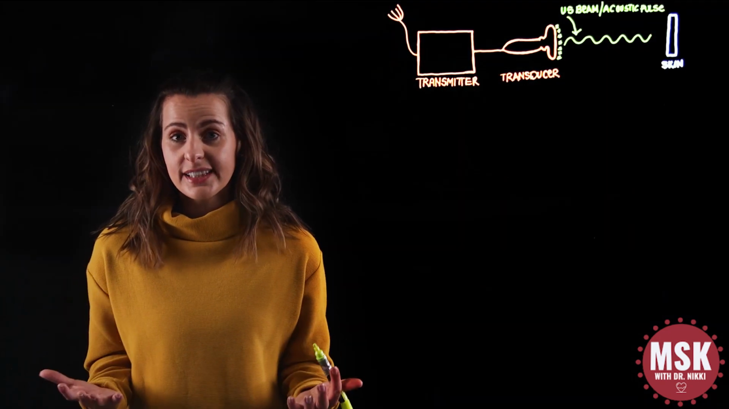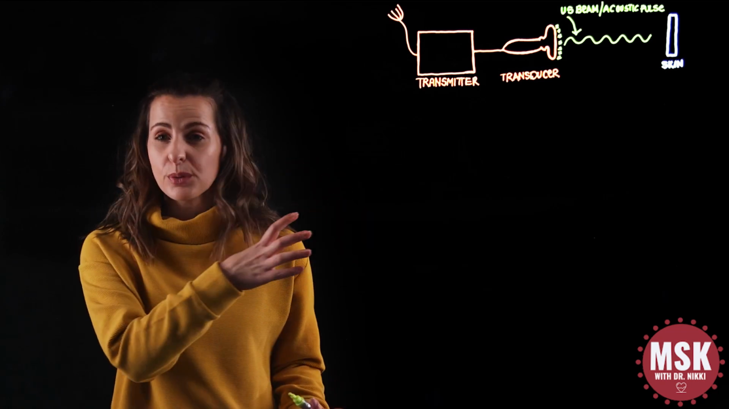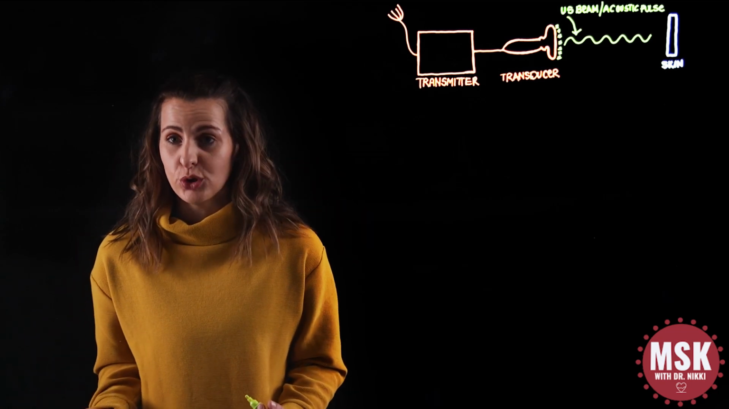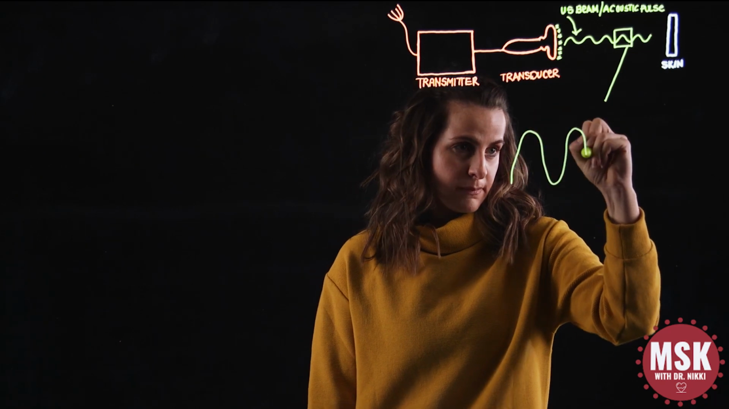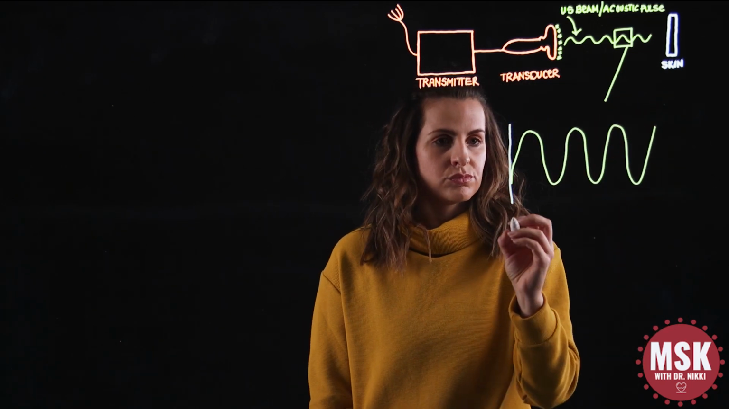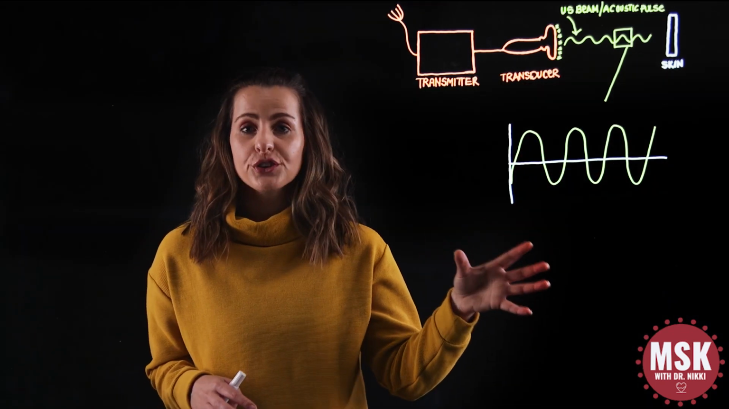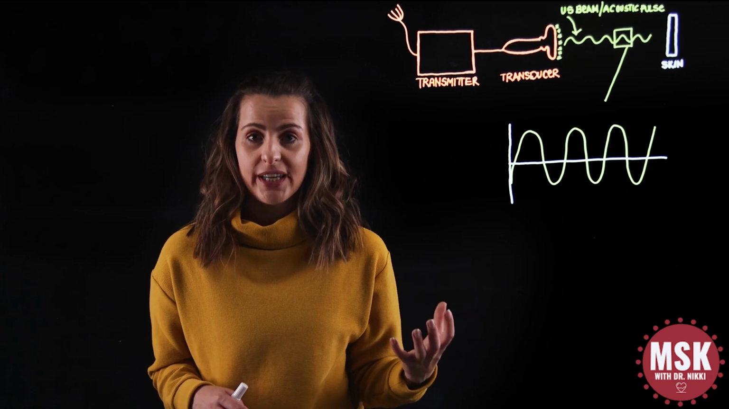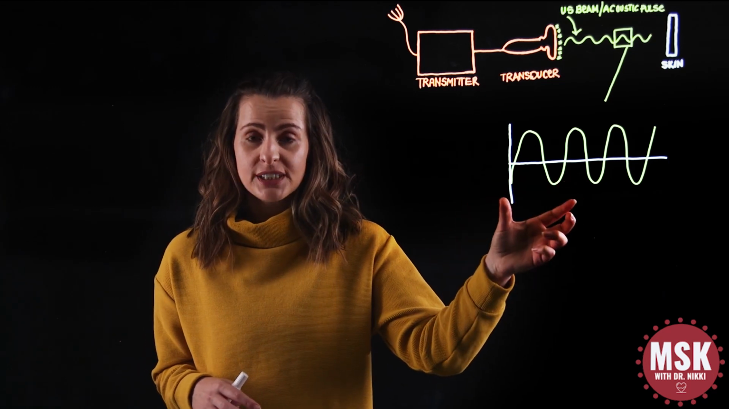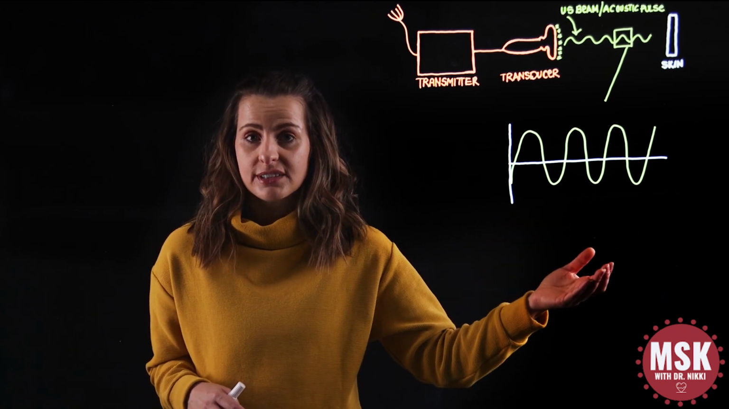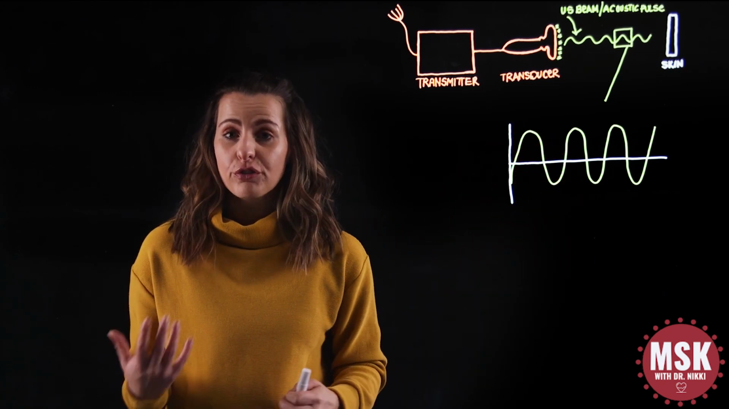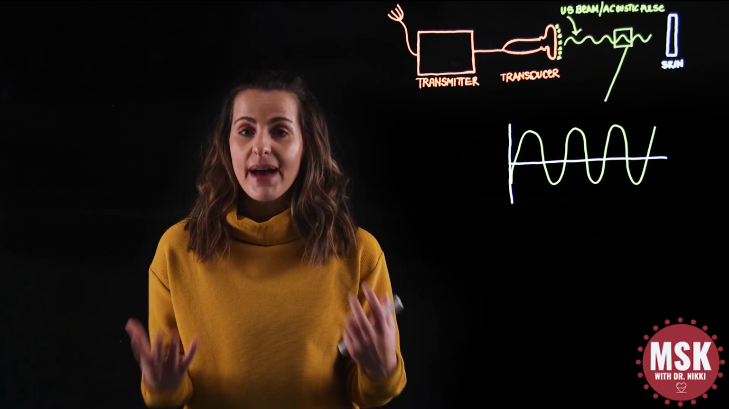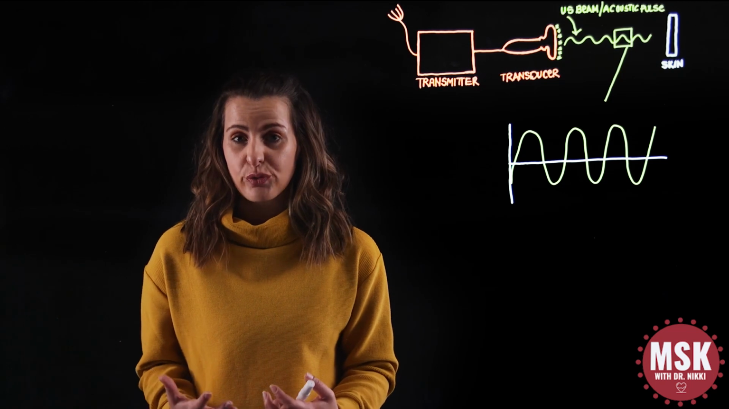Let's then take a closer look at this acoustic pulse and what a typical sound wave is going to look like. We can see that this wave is going to consist of a series of mechanical variations. So we have areas of compression, and then we also have areas of rarefactions, otherwise referred to as zones of high and low pressure. The characteristics of the wave, however, are going to depend on the matter or the objects or the tissue that it's going to interact with.